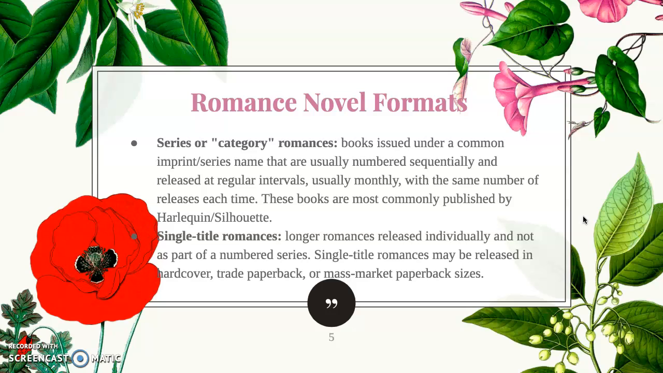Some romance novel formats are series or category romances, which are books issued under a common imprint or series name that are usually numbered sequentially and released at regular intervals, usually monthly, with the same number of releases each time. These books are most commonly published by Harlequin and Silhouette. Some examples of series or category romances would include Twilight, The Hunger Games, I'm pretty sure, and I think Harry Potter, but I don't know if that falls under the romance category.